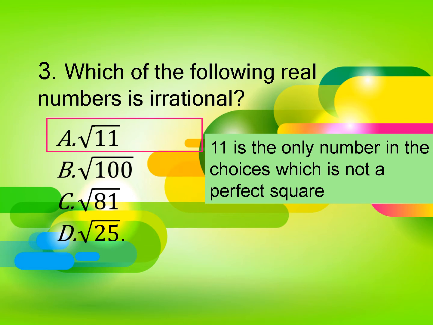How about letter D? 25. What is that number that when you multiply it to itself is equal to 25? Yes, you're right. It's 5. How about this letter A? 11. Is there any number that when you multiply it to itself is equal to 11? Okay, there is no number that when you multiply it to itself is equal to 11. So therefore, square root of 11 is an irrational number.